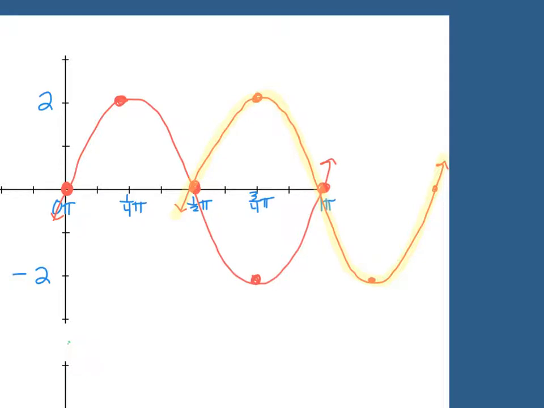Now, moving things side to side does not in any way affect the domain or range. The domain is still all real numbers. And the range is still -2 to 2. Okay, so my domain is still all real numbers. My range is -2 as a low, +2 as a high.